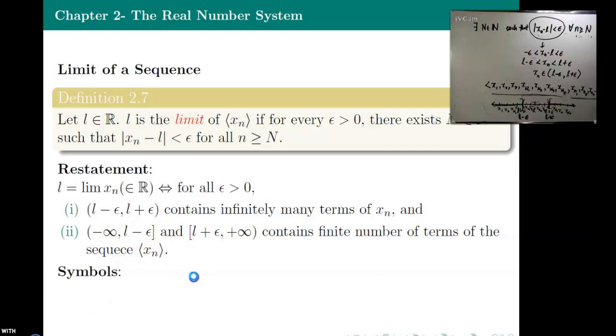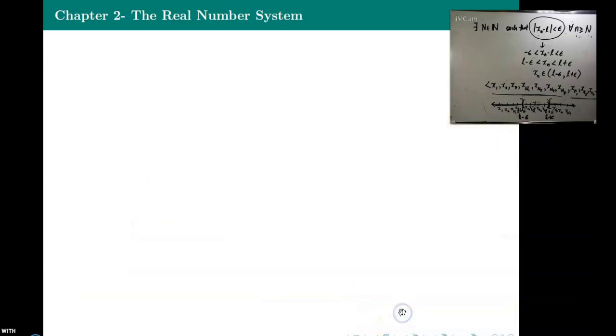So in symbols, we have x sub n approaches L as n approaches positive infinity. Or we can say that the limit of x sub n as n approaches positive infinity is equal to L. So let's now have the cluster point of the sequence.